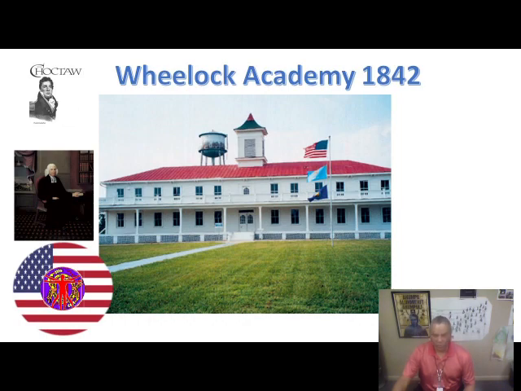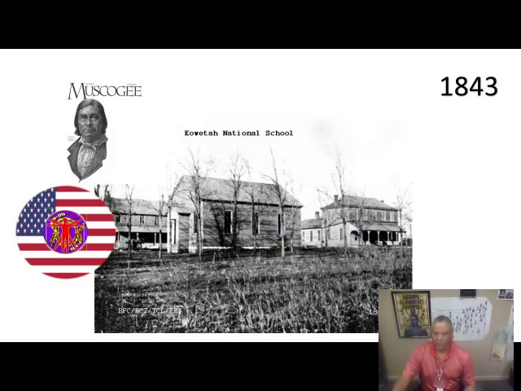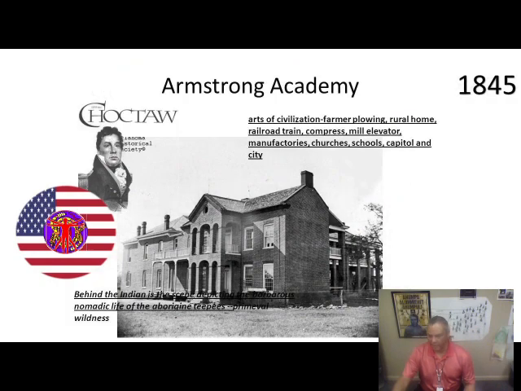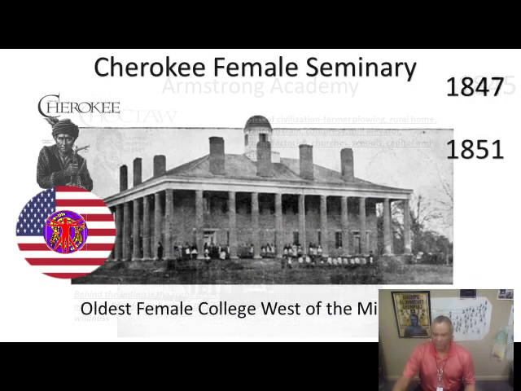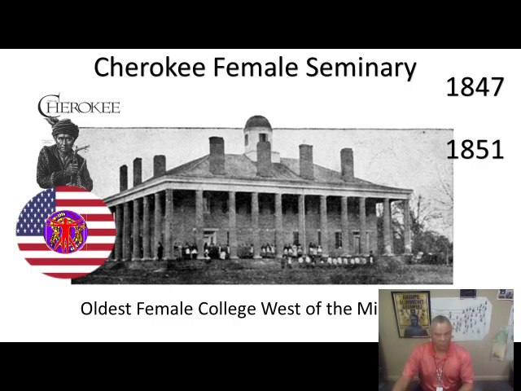In 1843, the Muskogee built the Coweta National School. Armstrong Academy is built in 1845. Cherokee Female Seminary, built in 1847, which makes it the oldest female college west of the Mississippi. Now, this shows the pattern that tribes are going to start taking.